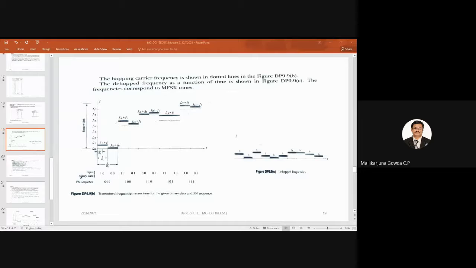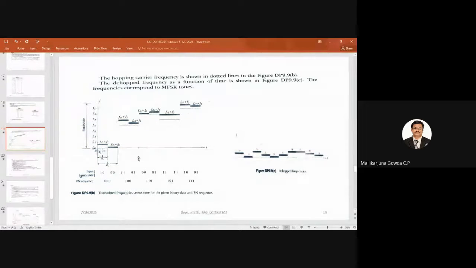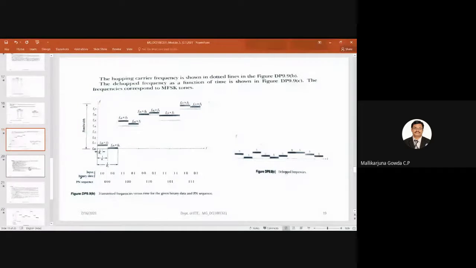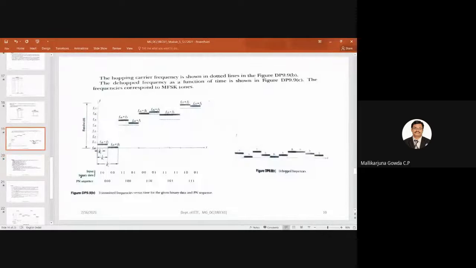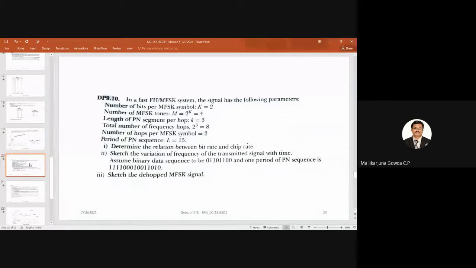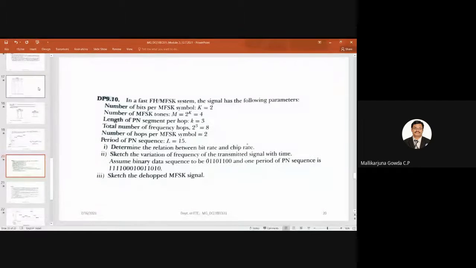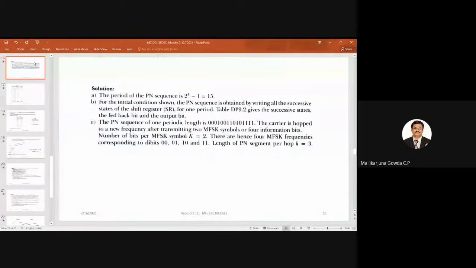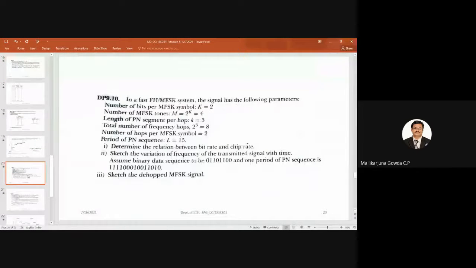Shall I take the next one? One more problem. I think you can practice this also. So this is about fast FHSK. Okay, the previous one was about slow frequency hop spread spectrum. This one is a fast FHSK system. Just have a note of this.